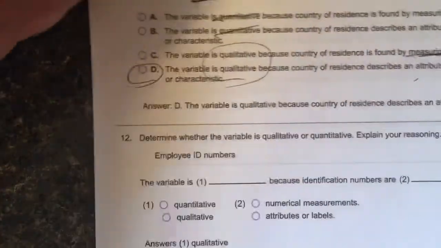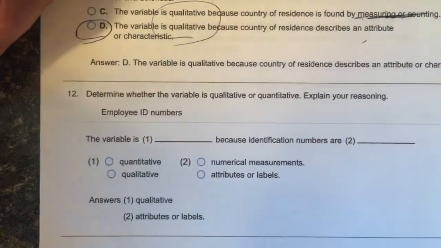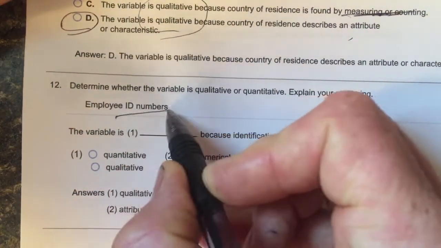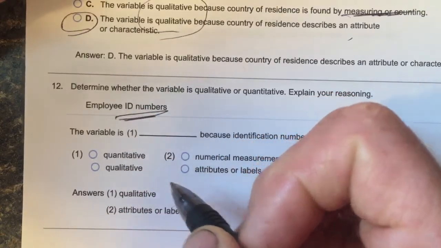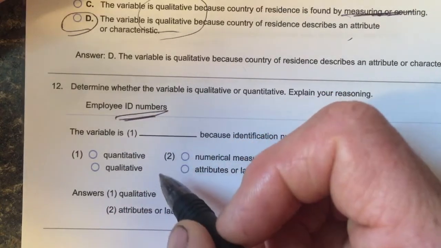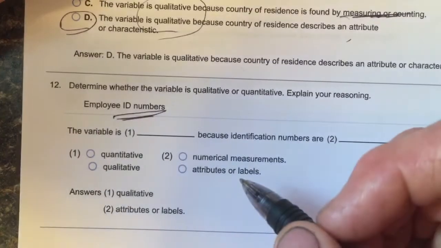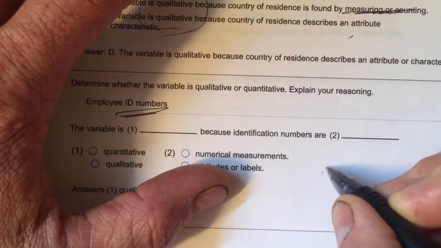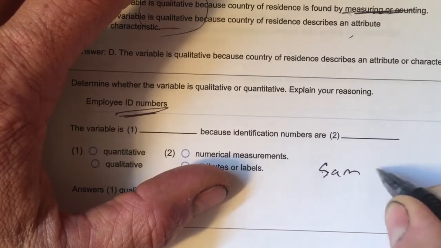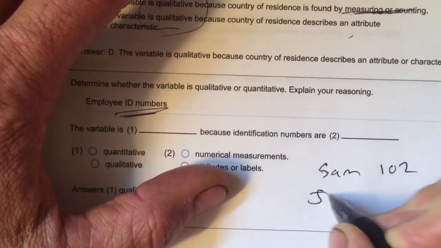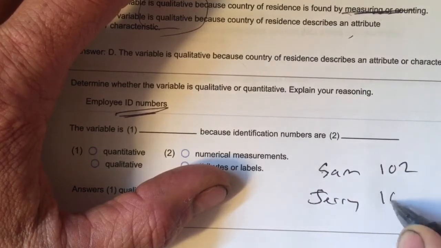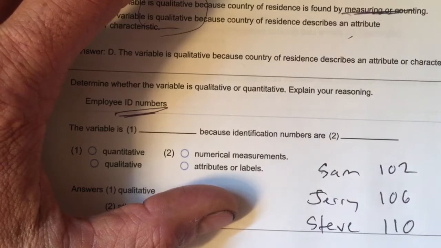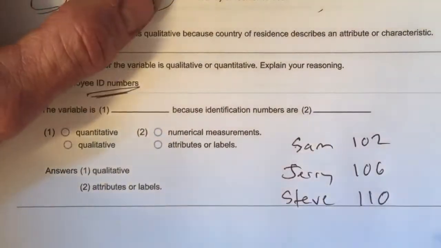Okay, what about this right here? All right, this is a good one. Determine whether the variable is qualitative or quantitative. Employee ID numbers. Your ID numbers. Let's say Sam is 102, Jerry is 106, and Steve is 110. That's their ID numbers. Okay?